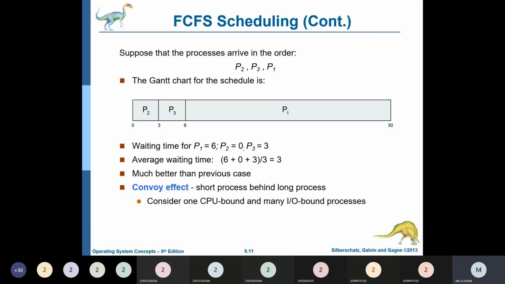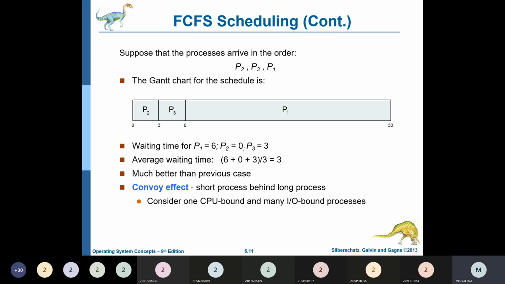Then at last comes P1, which has a burst time of 24. Now it needs to wait only 6 units of time. That is, the waiting time will be only 6 milliseconds. It is very minimum, right? So considering these waiting times, we calculate the average waiting time. It's the same: P1 plus P2 plus P3 divided by 3, which is 3.